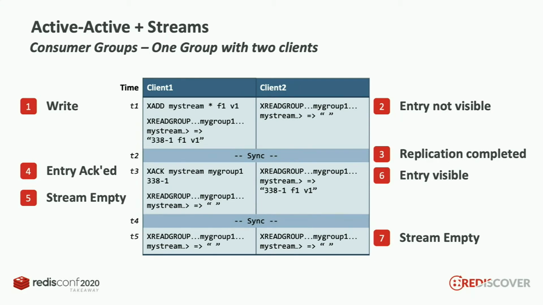If we look at step 6, we can now see that on the second client, if I do a read, because those changes have been synchronized, I can now see that value. And if we go on to step 7, after another synchronization has occurred, the acknowledgement of that message by client 1 is now being synchronized. So when you go to read the group again, the entry is no longer visible.